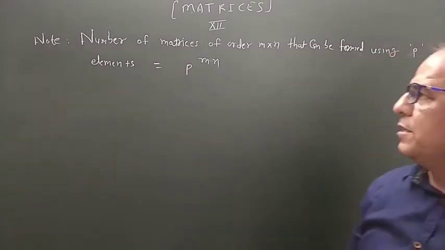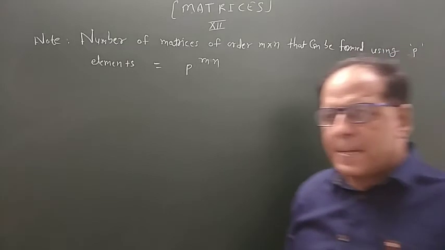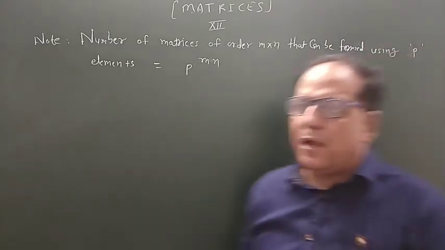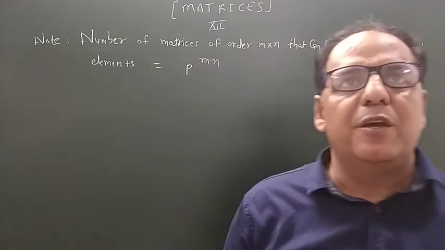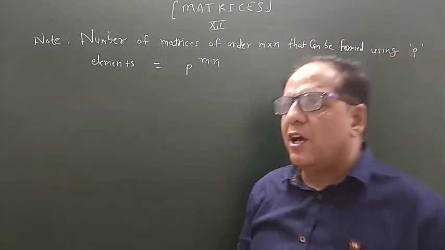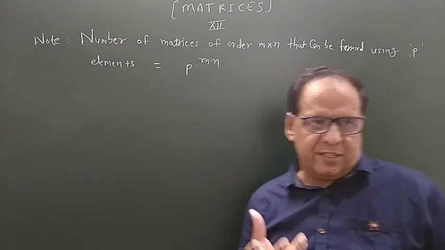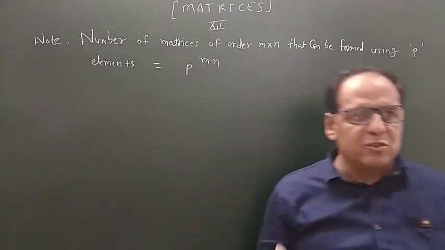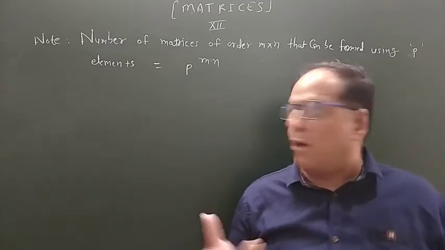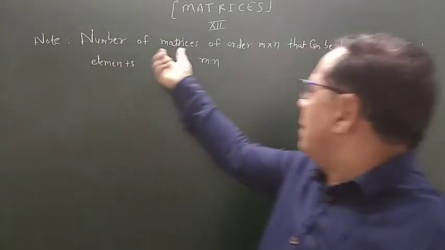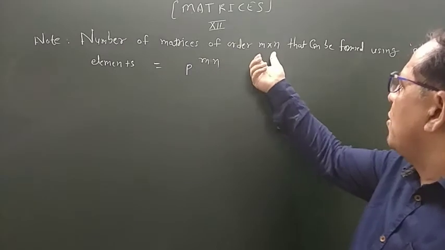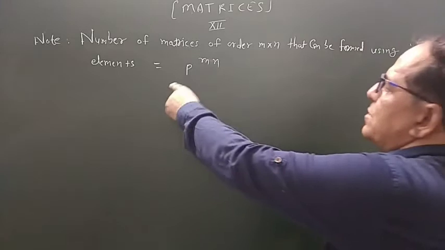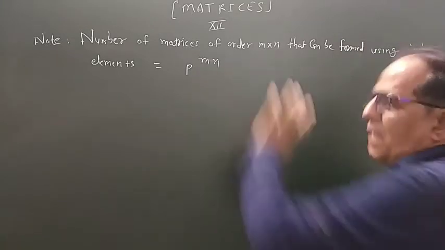One important note about matrices. In the topic formation of matrices, if the number of elements and the order are given, how many matrices can be formed? The number of matrices of order m cross n that can be formed using p elements is p to the power mn.